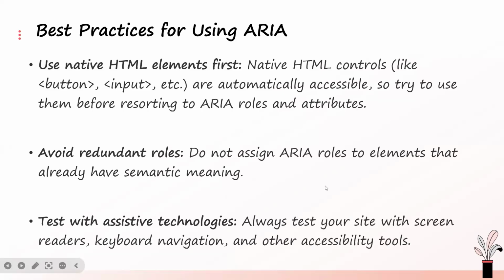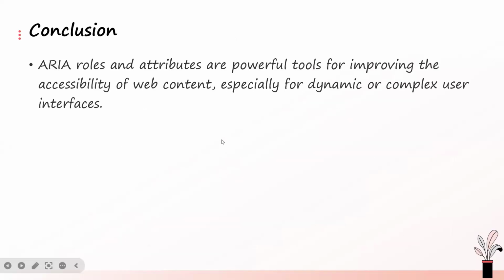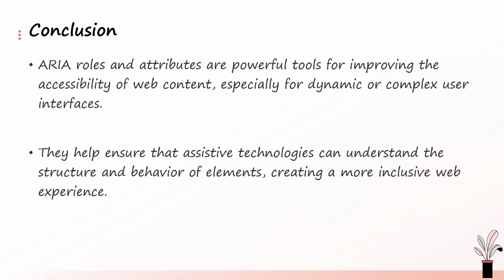Test with assistive technologies. Always test your site with screen readers, keyboard navigation, and other accessibility tools. These are things we can do when we get more advanced, okay? So in conclusion, ARIA roles and attributes are powerful tools for improving the accessibility of your web content, especially for dynamic and complex user interfaces. They help ensure that assistive technologies can understand the structure and behavior of elements, creating a more inclusive web experience, okay? It is a must for you. Accessibility is a must. It is more skill for you, all right?